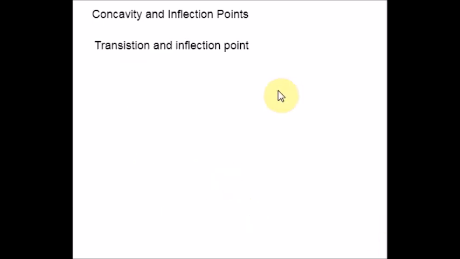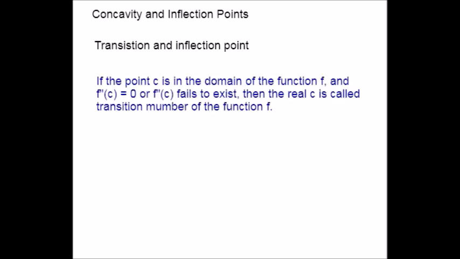In the first example itself, we saw a transition number. Let me give you the definition. From the name itself, you can understand transition means it is just a transformation between two things. So transition is in between the concavities, upward or downward. If the point c is in the domain of the function f and f double dash of c, I mean the second derivative of the function at the point c, is equal to 0, or it may be this other case, hope you remember the second definition, if f double dash of c fails to exist, then the real c is called the transition number of the function f. Hope you are clear with this definition now?